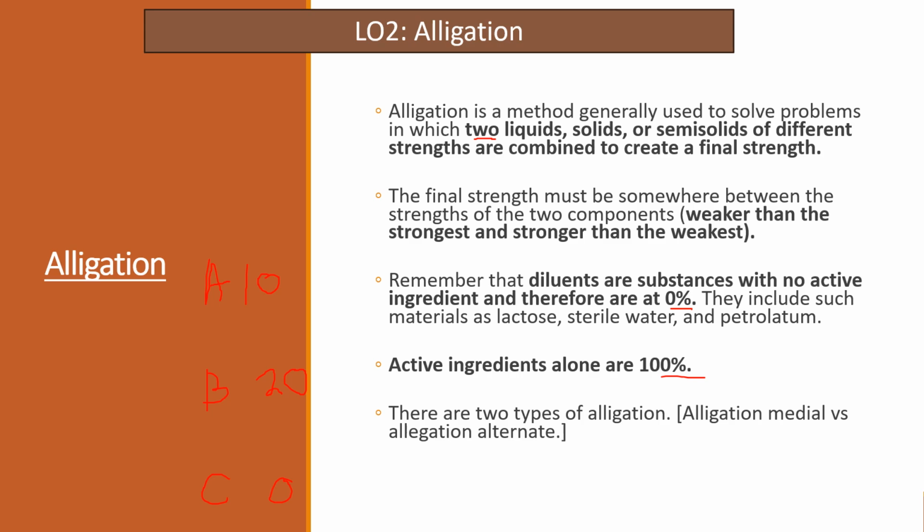So basically, under alligation, we can solve this problem or identify the components of the compound that need to be added and the final strength by using two types of alligation. There are two types, which are alligation medial and alligation alternate. We will figure out the difference between these two, alligation medial and alligation alternate, and then we will see some examples as well.